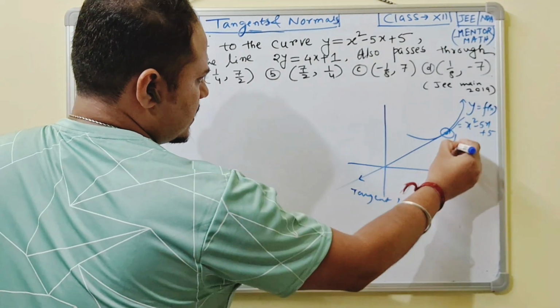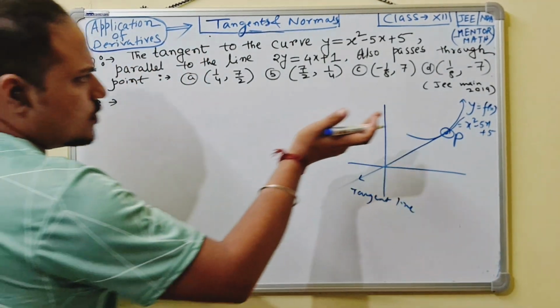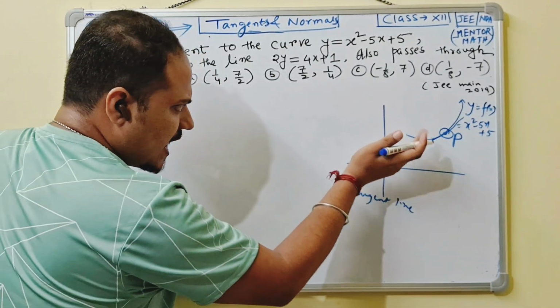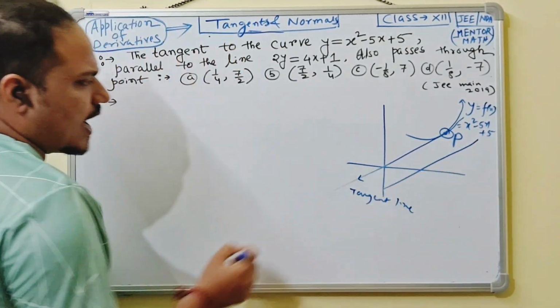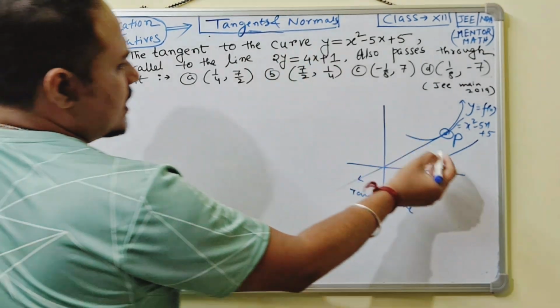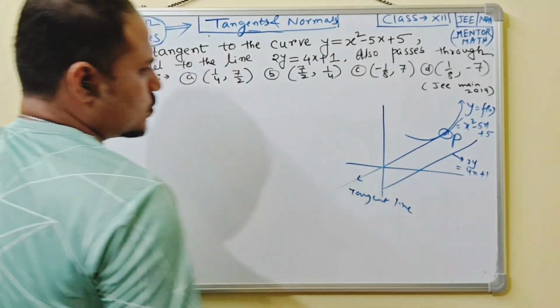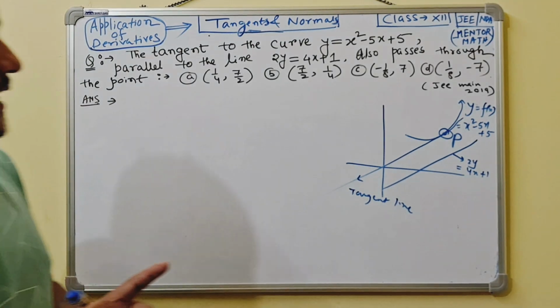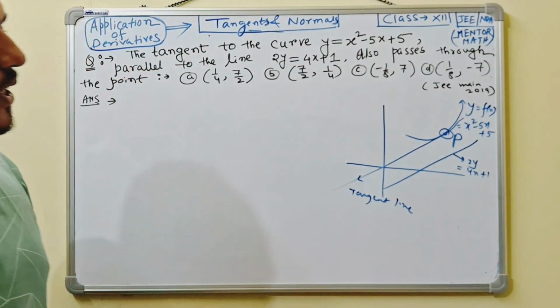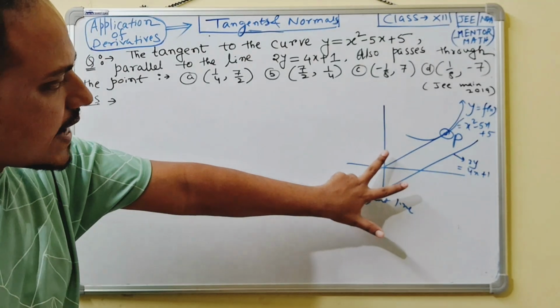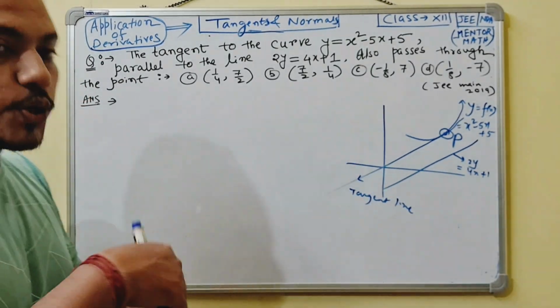This is your tangent line, and this is your point of contact, and you have to find the equation of the tangent line, as that line is parallel to another line. Okay, so that line is already given, that is your 2y is equal to 4x plus 1. This is your given line. And look at this tangent line, these two lines are parallel to each other according to your question.